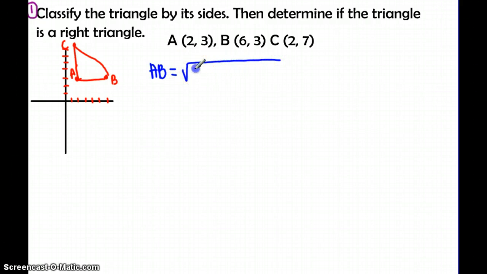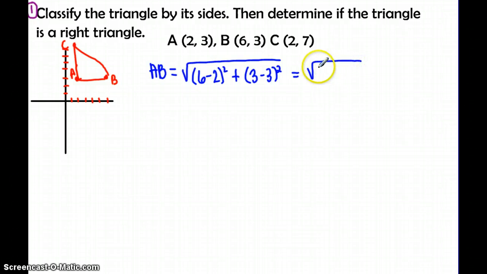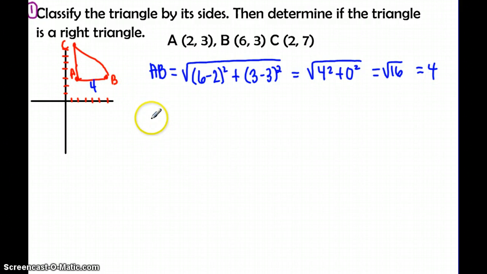The square root of the quantity of 6 minus 2 squared plus the quantity of 3 minus 3 quantity squared. So we've got the square root of 4 squared plus 0 squared. So the square root of 16 is 4. So segment AB is worth 4. I need to find the segment lengths of each of the other two sides.